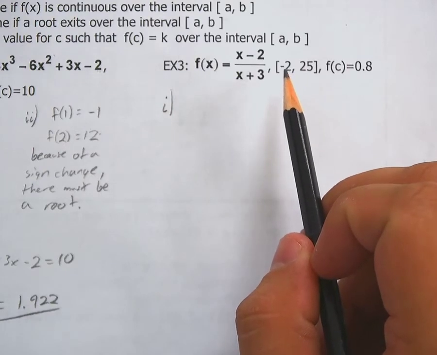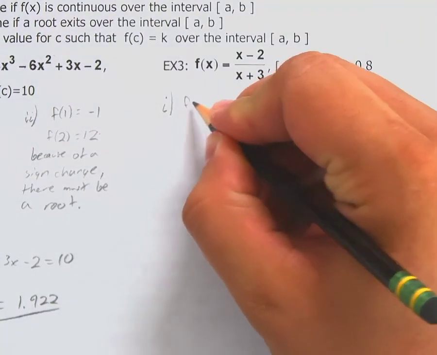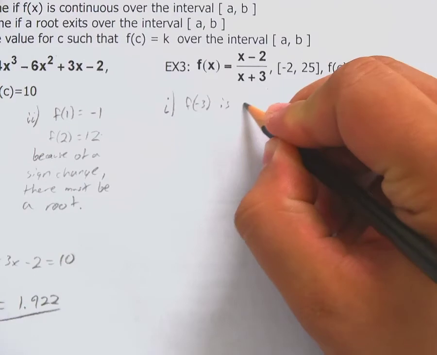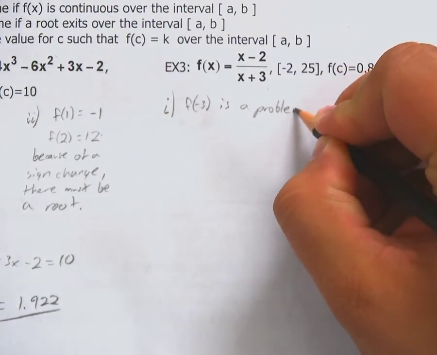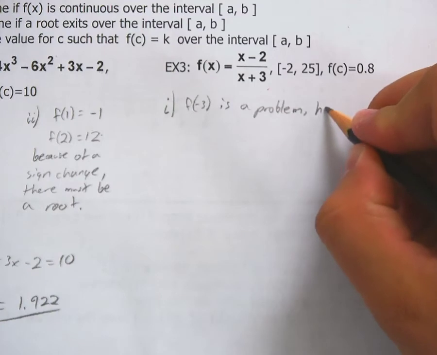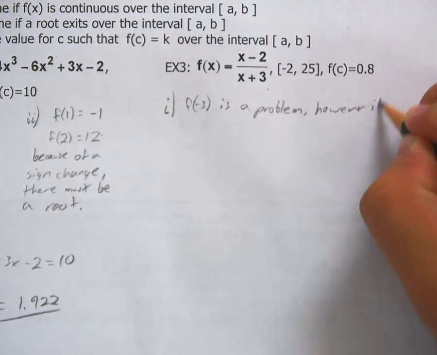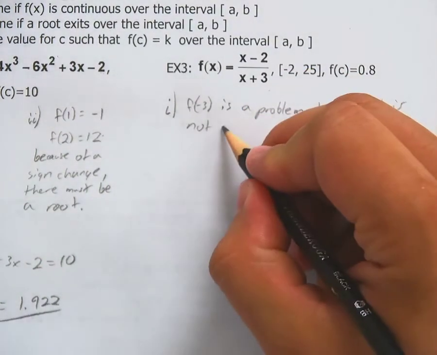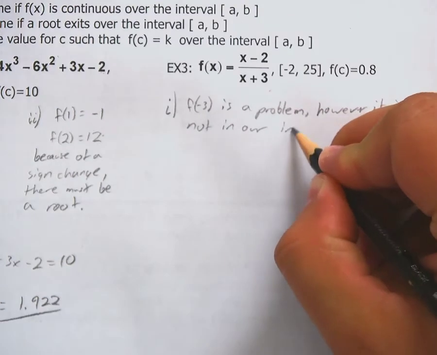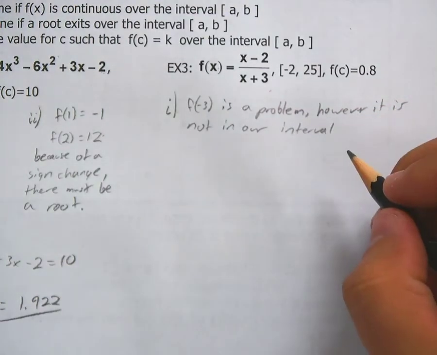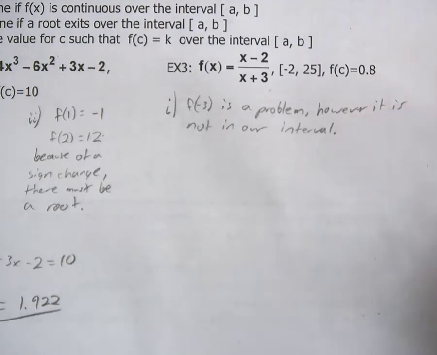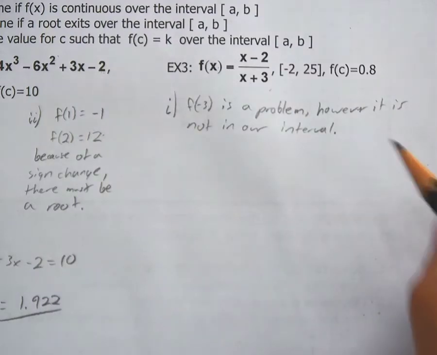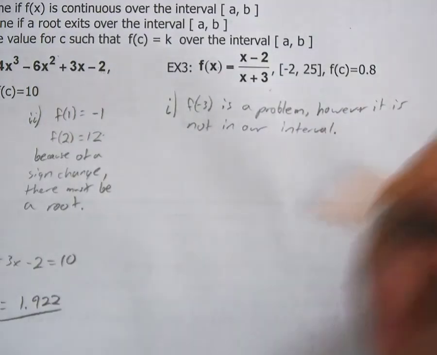So I want to write this down real quick for I. f of negative 3 is a problem. However, it is not in our interval. f of negative 3 is an issue because it'll make the bottom 0. However, it's not in our interval. It's kind of like we cut off the piece that makes this thing undefined.